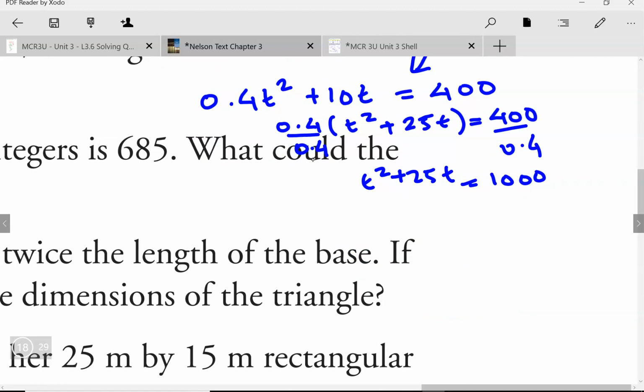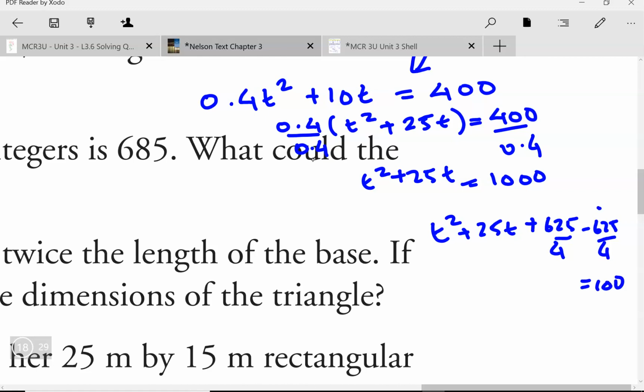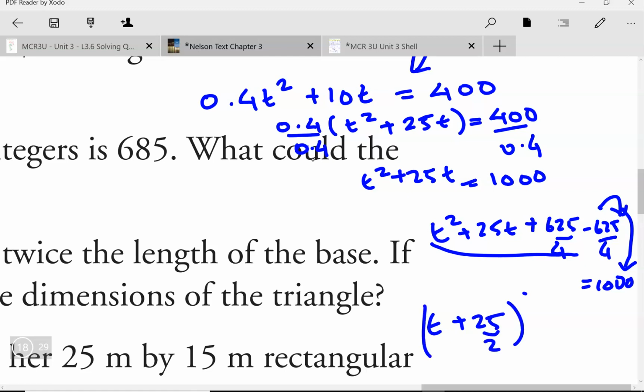You should get something like: divide by 2, square that. 625 over 4 minus 625 over 4 equals 1,000. Move this subtraction to the other side of the equal sign. Group these three terms, you'll get t plus 25 over 2 squared.